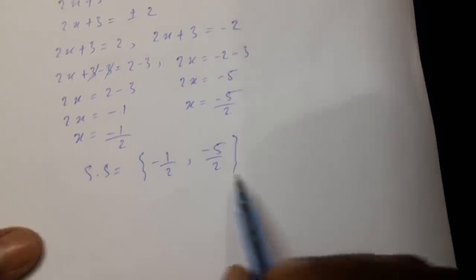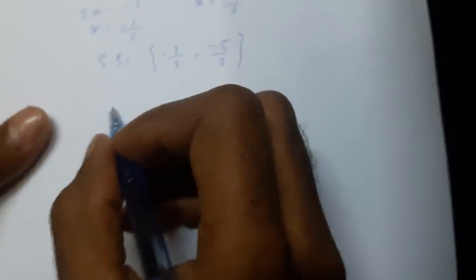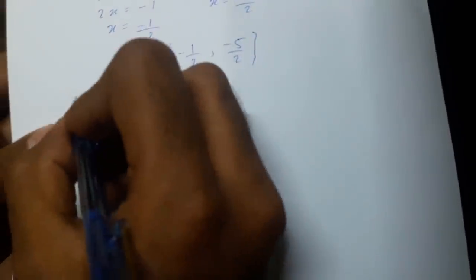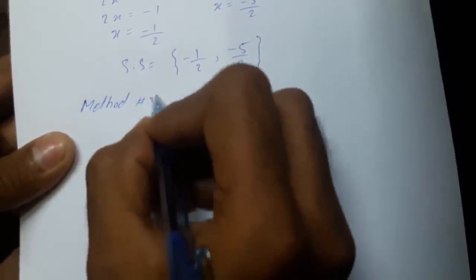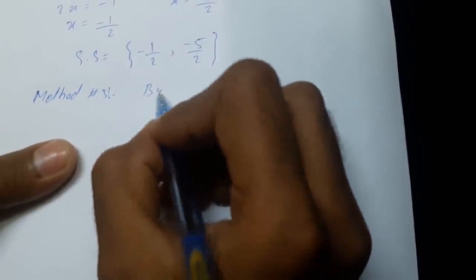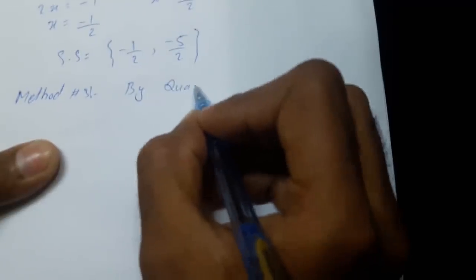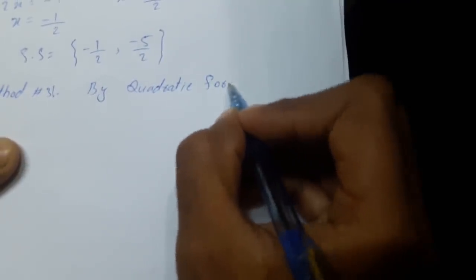Okay, so now we will move to method number 3. What was method number 3? By the quadratic formula.